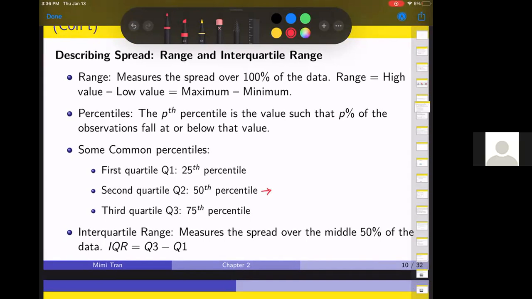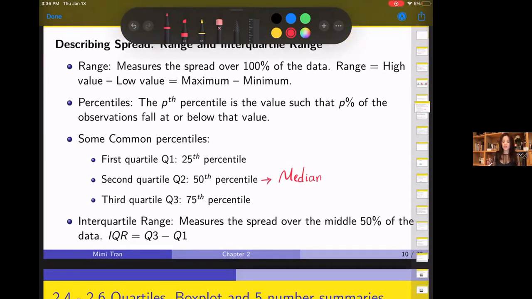The median. Median, right? It's the median, 50-50, the middle value. And the third quartile accounts for the 75th percentile.